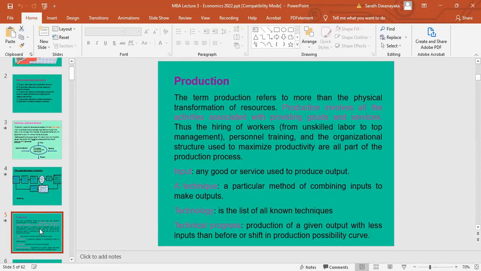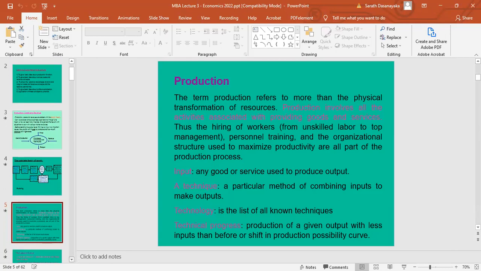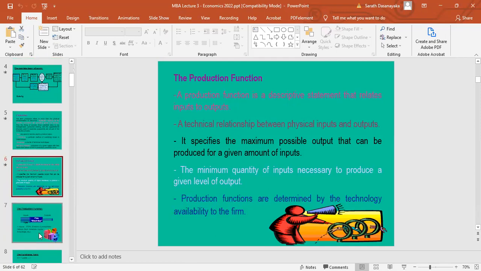You remember in the very first lecture we discussed opportunity cost, using the production possibility frontier curve. How can you show the technical progress of a nation? So if the company produces a given output with a lesser input than before, or shifts the production possibility curve to the right, then we say that country or that firm has technical progress. Then we will start our analysis by formulating the production function.